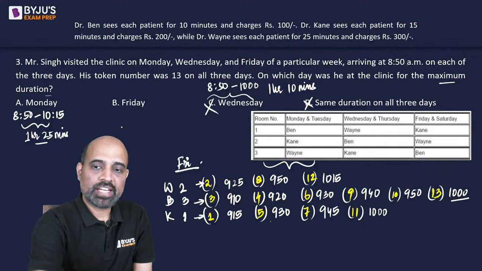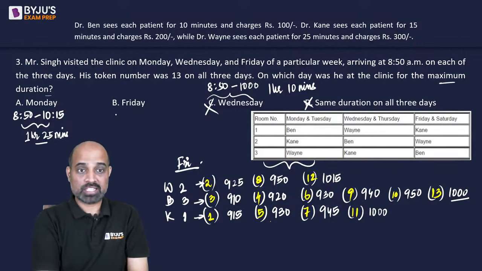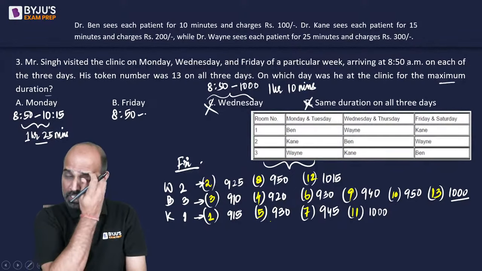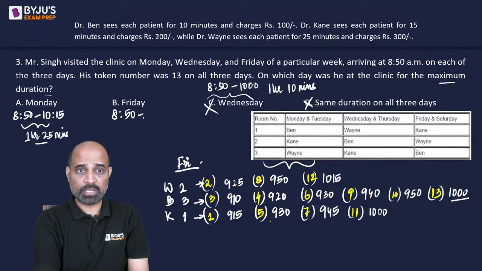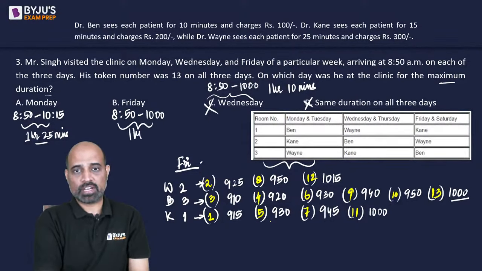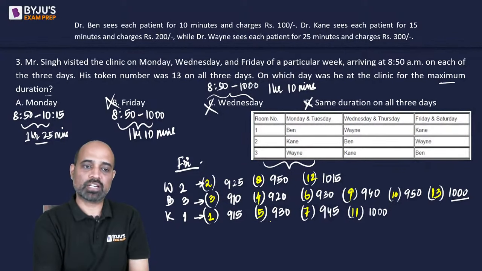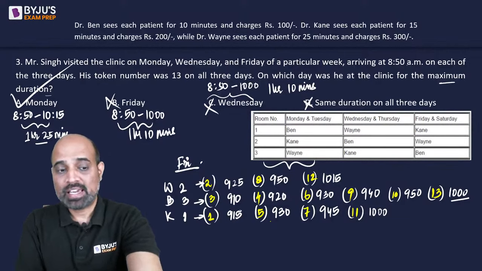So on Friday, Mr. Singh reaches the clinic at 8:50, but he will be out by 10, which is again 1 hour and 10 minutes, same as that of Wednesday. So this is also not going to be the answer. The answer is supposed to be option A.